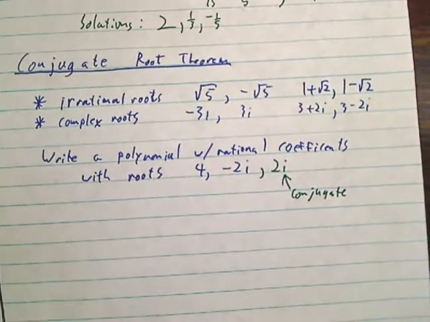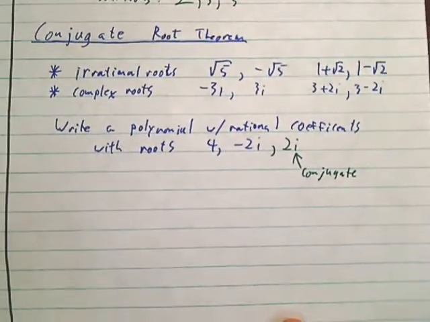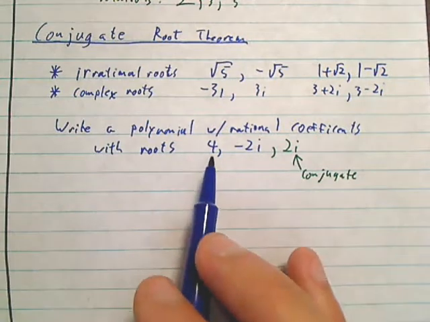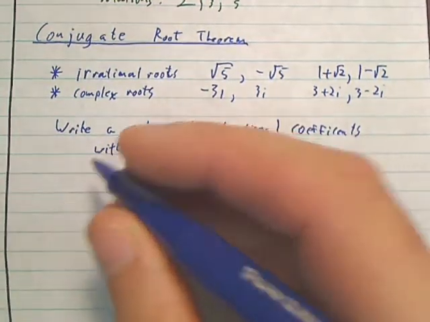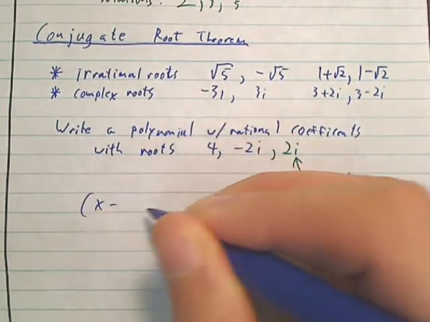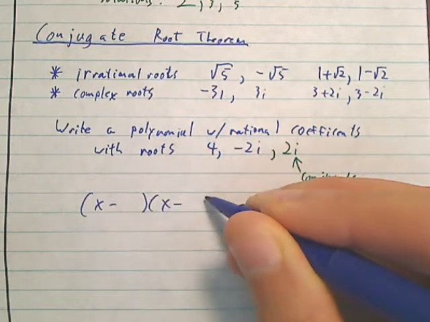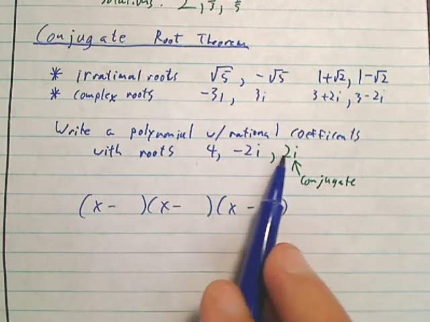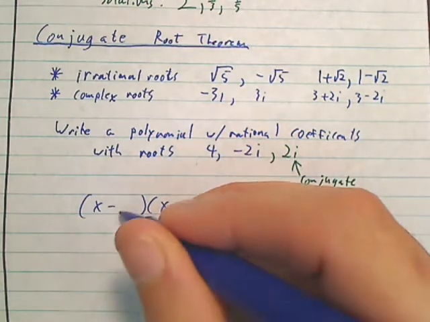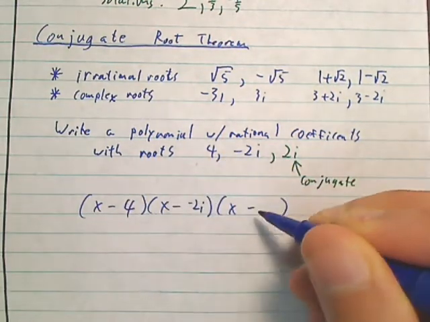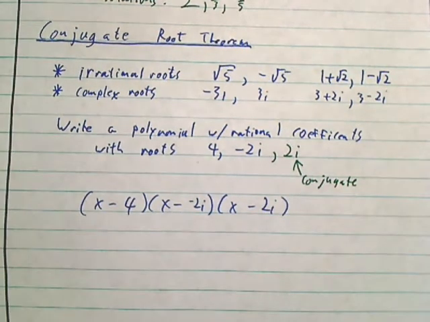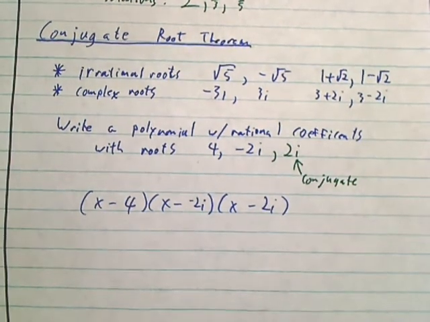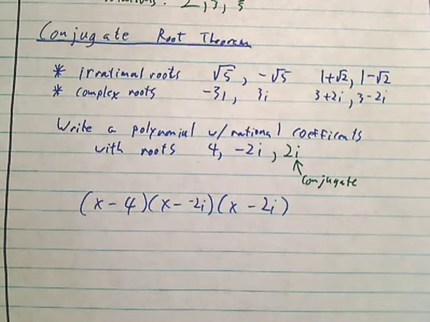Okay, so let's go ahead and try this. To do this, I have 3 roots, so I'm going to use this form. My polynomial is going to be x minus, and x minus, and then plug in these 3 things. Okay, so 4, negative 2i, and 2i. Okay, and then we're going to multiply this out to get the polynomial in standard form.